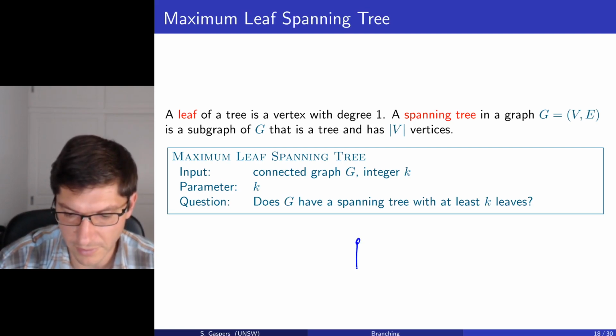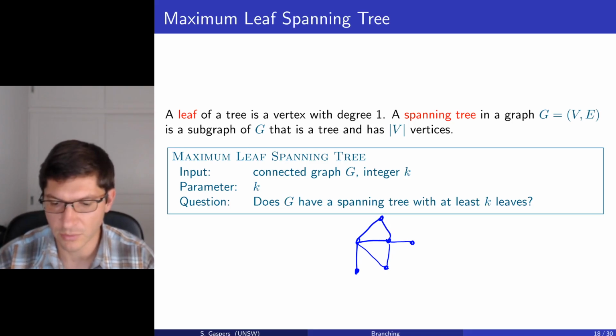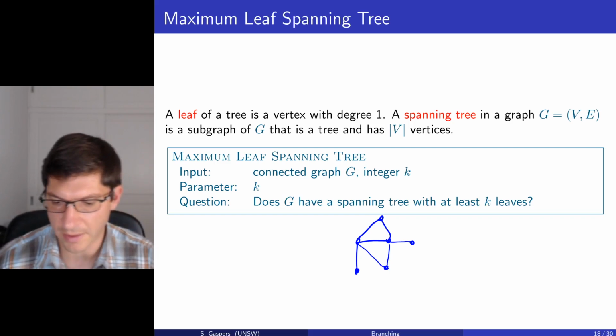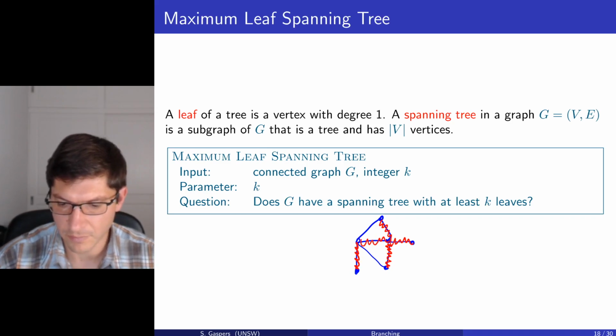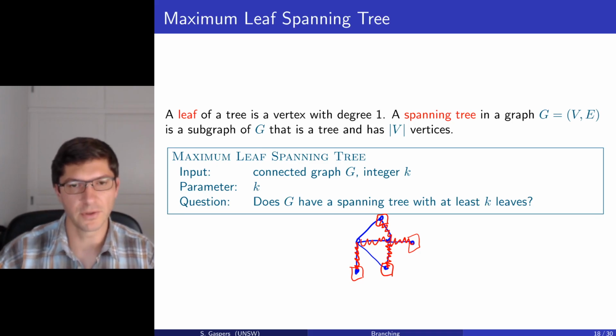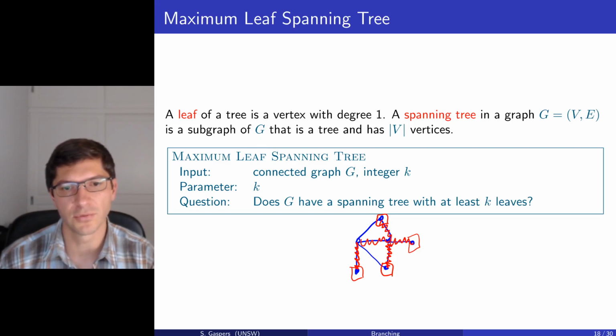As an example, if this is our graph, and we want to know whether there is a spanning tree with at least, let's say, 4 leaves, then what subgraph can we choose? Well, we can add this edge, this edge, this edge, this one, and this one. So in the red graph we have 4 leaves. We're able to reach every vertex, and so this is a connected acyclic subgraph that has 4 leaves.